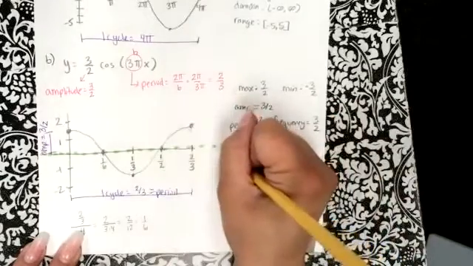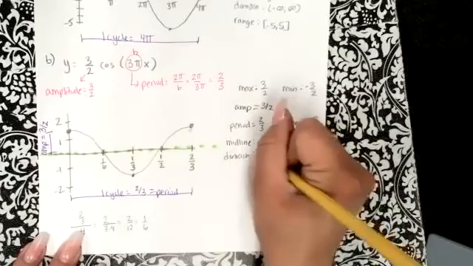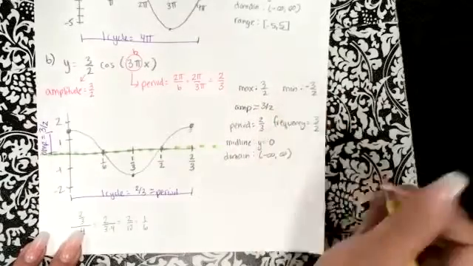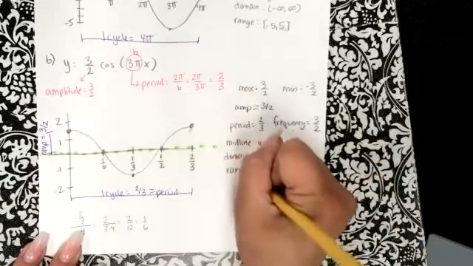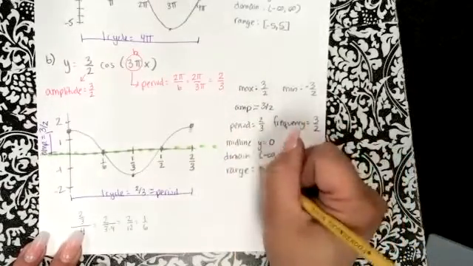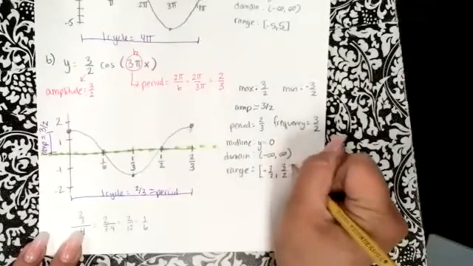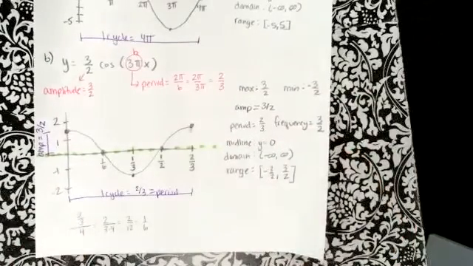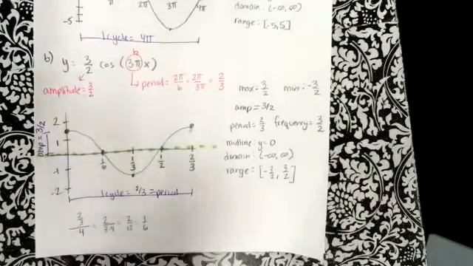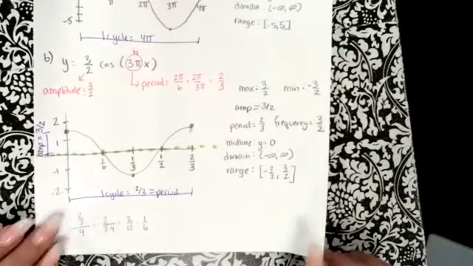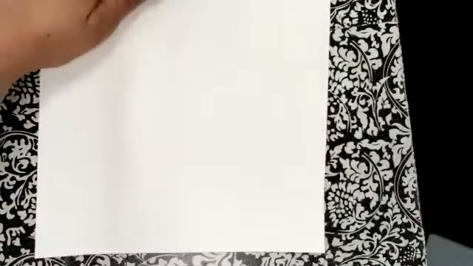The domain is from -infinity to +infinity. Like I said, for sine and cosine, that's always going to stay the same. Now your range has to do with the amplitude. It goes down to -3/2 and up to +3/2. Let's go ahead and graph another one, more practice.